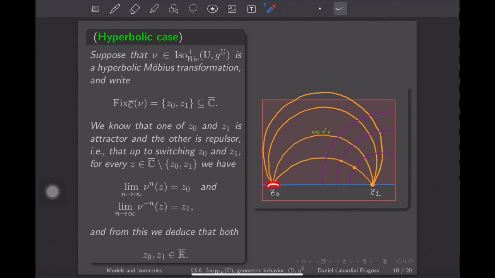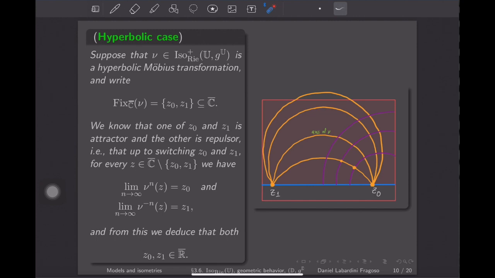And if this was Z1 and this one was Z0, it would be the other way around. So in this case, things move away from Z1 and towards Z0.